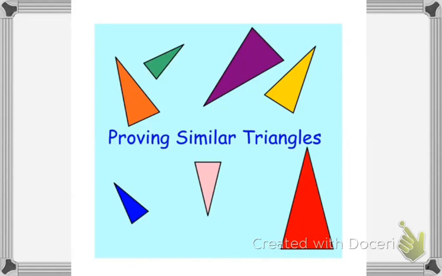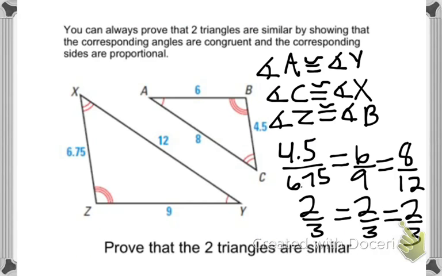Alright, today we'll be proving triangles similar using 3 different postulates or methods, using angle, side, side. Now this is just a figure that, if you look and see how the angles are marked, you see angle A is congruent to angle Y, angle C is congruent to angle X, angle B is congruent to angle Z. Now if we just had two of these that were congruent, we know that they are similar.